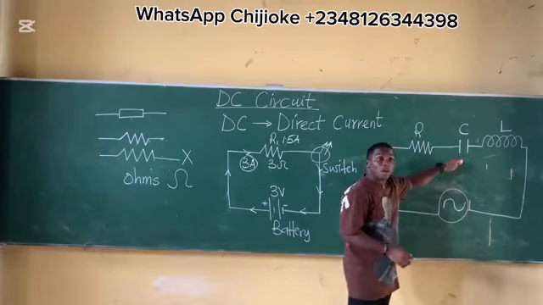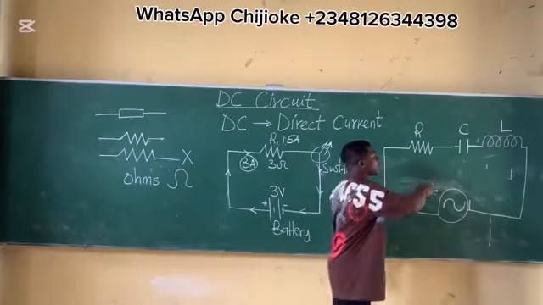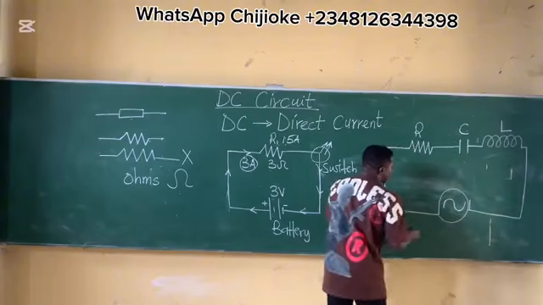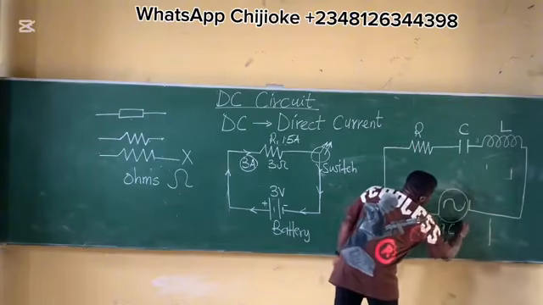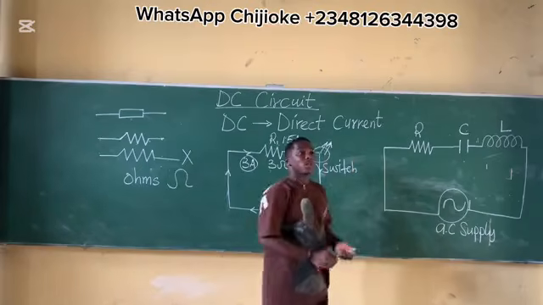This is the symbol for capacitor. Capacitor is just like you're writing 11, 2 equal parallel lines. Alright? That's the symbol for a capacitor. This is the symbol for an inductor. And this is an AC supply, or an AC generator. These are AC circuits. Alright?